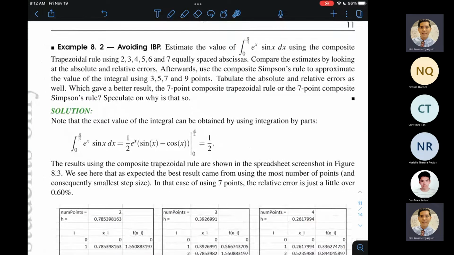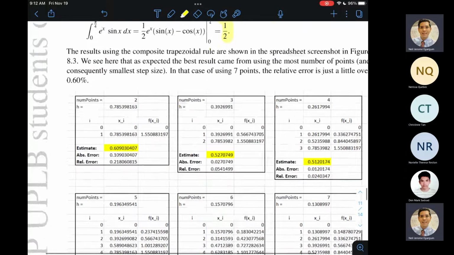It implements the composite trapezoidal rule to evaluate this integral. The integral from 0 to pi over 4 of e to the x sine x dx, avoiding integration by parts. Who would like to perform integration by parts anyway, right? But if you are patient enough to do so, you'll see that the exact value of the integral is 1/2. Now, let's see how the composite Newton-Cotes formula, more specifically, the composite trapezoidal rule, will perform in evaluating this integral.